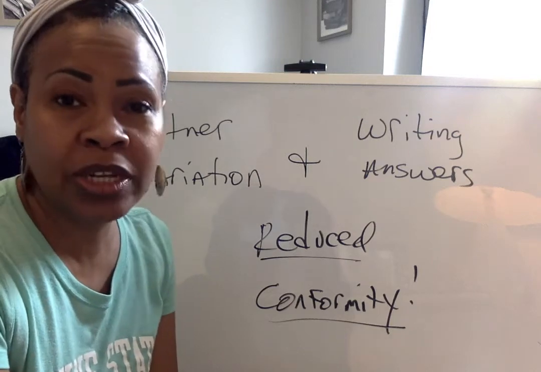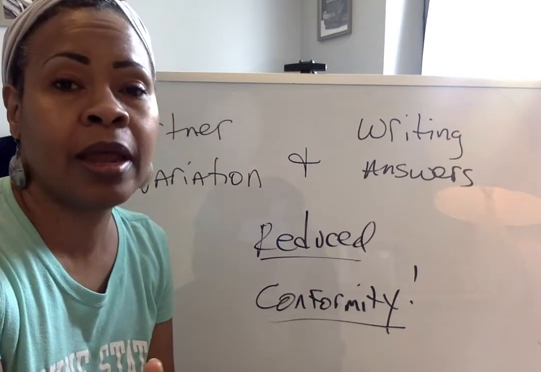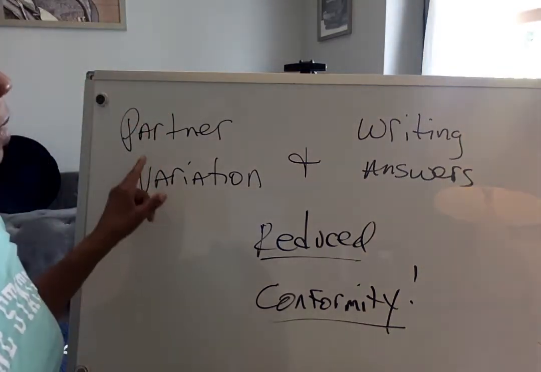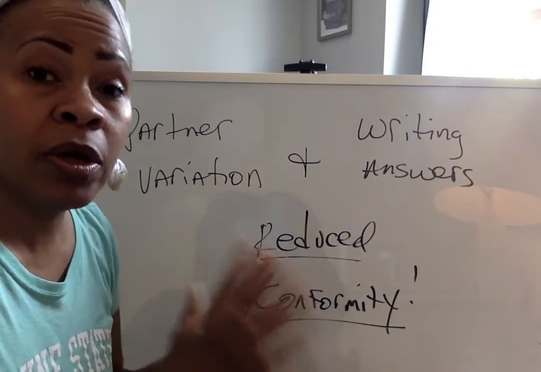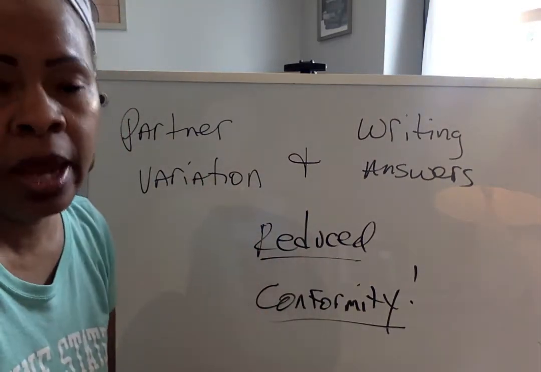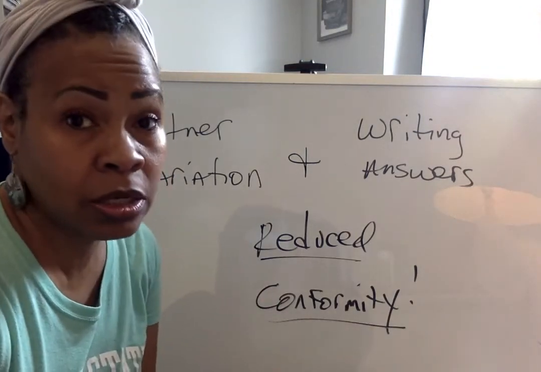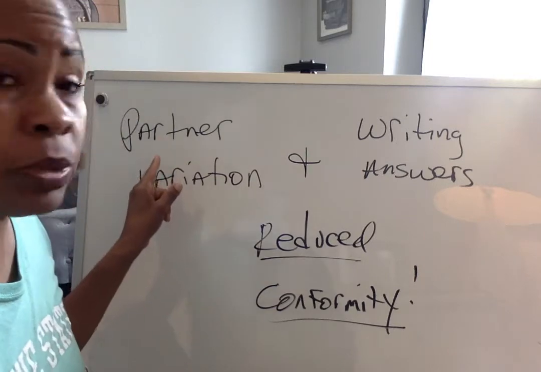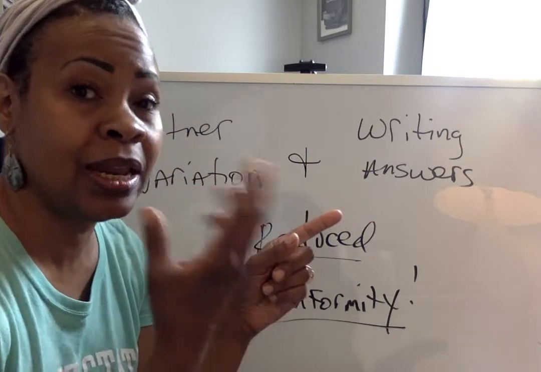So after watching that video, there are two very important variations of the experiment that I want to point out. The partner variation and writing answers. Both of those changes in the experiment greatly reduced conformity. The individual was less likely to conform when that person was given a partner and when they got to write their answers instead of speaking them out loud.